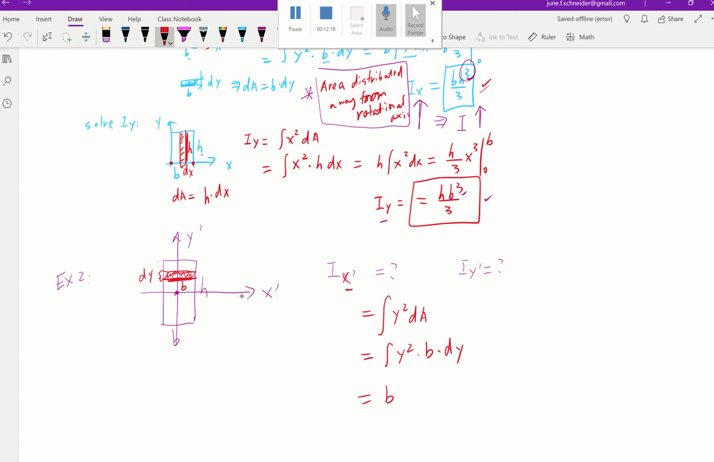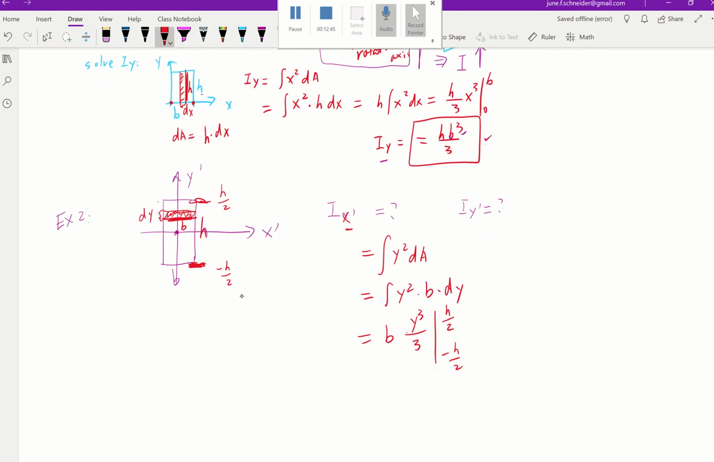Taking the b out, I will have y squared dy. Integrating will be y cubed over 3. And what's my y range now? This is different. My y range is going from this value to that value. The entire length is h, so this value is going to be negative h over 2, and this value is h over 2. Let's plug it in. We'll have 1/3 times h over 2 cubed minus negative h over 2 cubed.